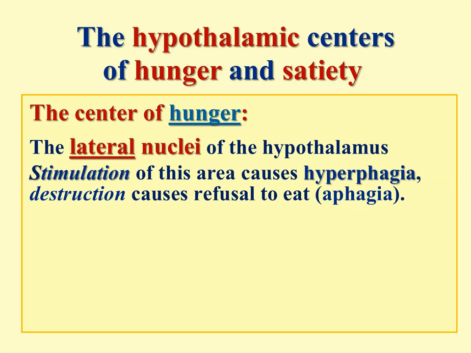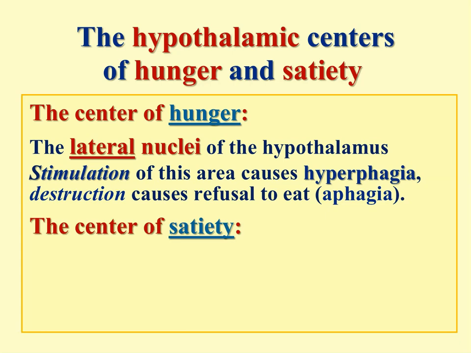While destruction of lateral nuclei resulted in absence of hunger sensation, therefore the animal refuses to eat. This is called aphagia. As a result, the animal can even die due to starvation, even in the presence of food, like a plate of food can be present nearby the animal, but animal does not eat and dies of the starvation.